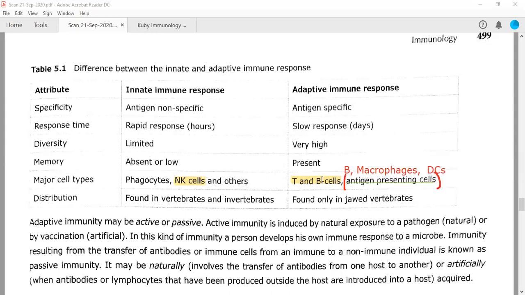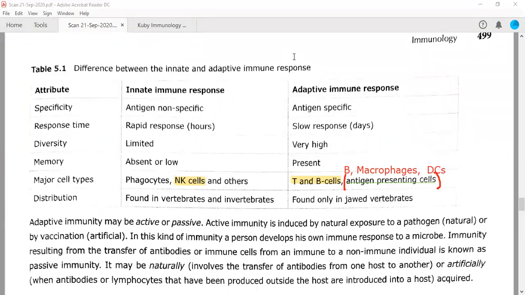Now see this, the B cells are already placed in this category called adaptive immune response. So B cells, which are actually antibody secreting cells, are antigen presenting cells also. Macrophages are a kind of phagocyte, which are part of innate immune response, but they are taking part in adaptive immune response also. And the question has been asked: which of the following are best antigen presenting cells? So the dendritic cells are called the best antigen presenting cells. So you can note this.